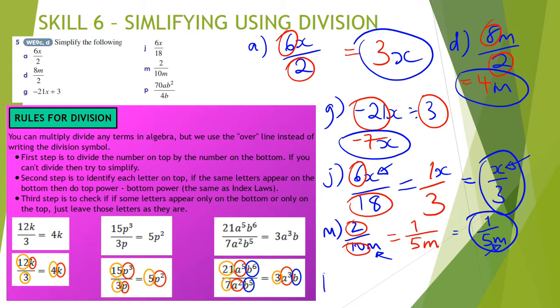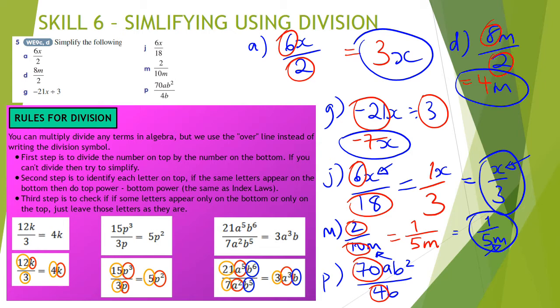The last example is question P, 70ab squared over 4b. We do the numbers first. 70 divided by 4. Does 4 go into 70? 4 goes into 60 15 times. Then it would go 64, then 68. So it'd be 17 times, but then it would jump to 72. So 4 does not go into 70.